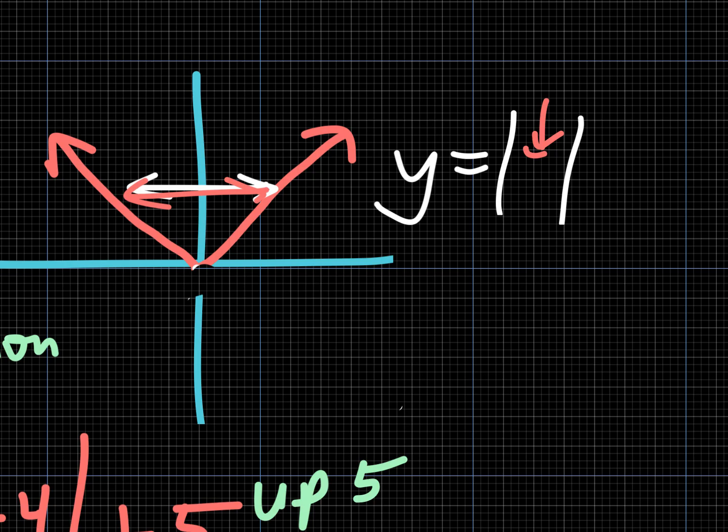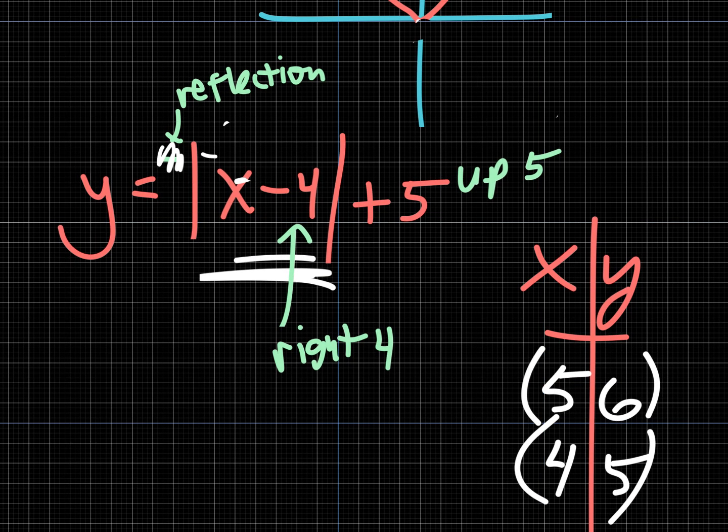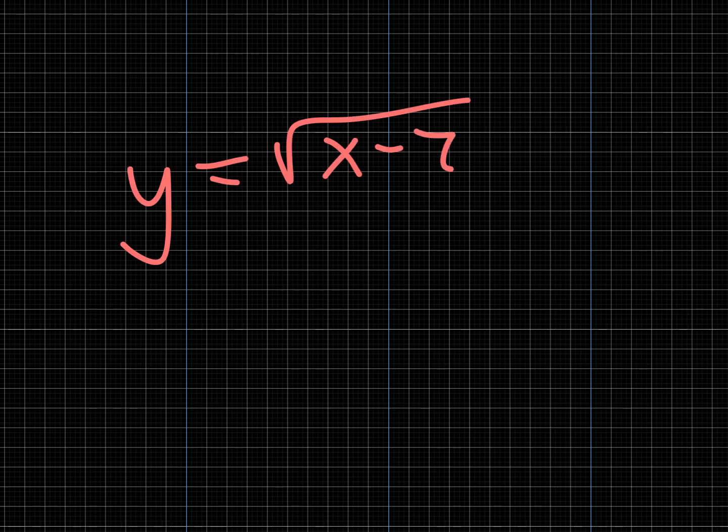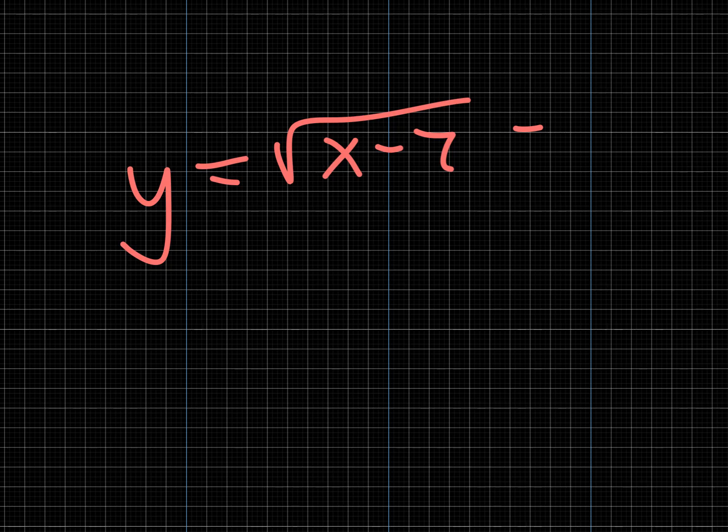Okay, so that was a lot. Let's see if you can pull this all together. Imagine I gave you this one. Y equals, please write this one down. Square root of x minus 7. On the outside of the square root, we're going to put minus 2.